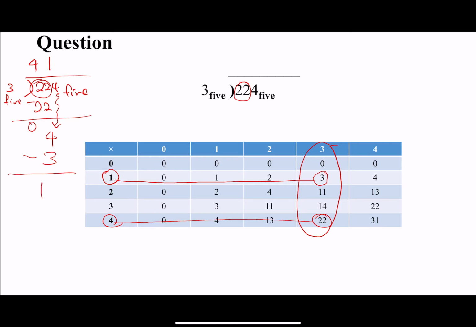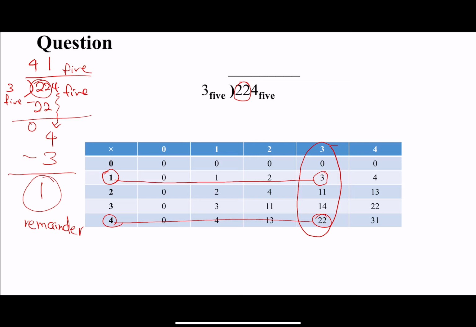Do you have more digits to bring down? No. Then you stop. When you do not have more digits to bring down, then you stop. So here your quotient is 4, 1 base 5. And your remainder is 1.